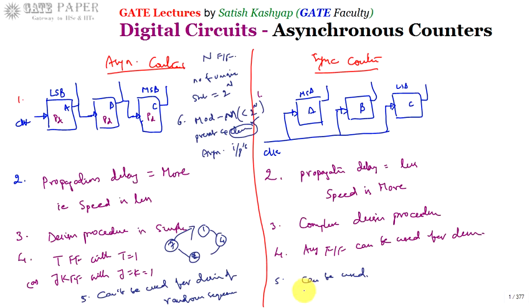Okay, and here there is no need to use asynchronous inputs like preset and clear, because the design procedure will take care of all these things. That is, modulus m can be obtained with the help of the design procedure, as well as a random sequence can also be obtained by the design procedure. So no need to use asynchronous inputs for synchronous counters. So these are the basic differences between asynchronous counters and synchronous counters. Okay.